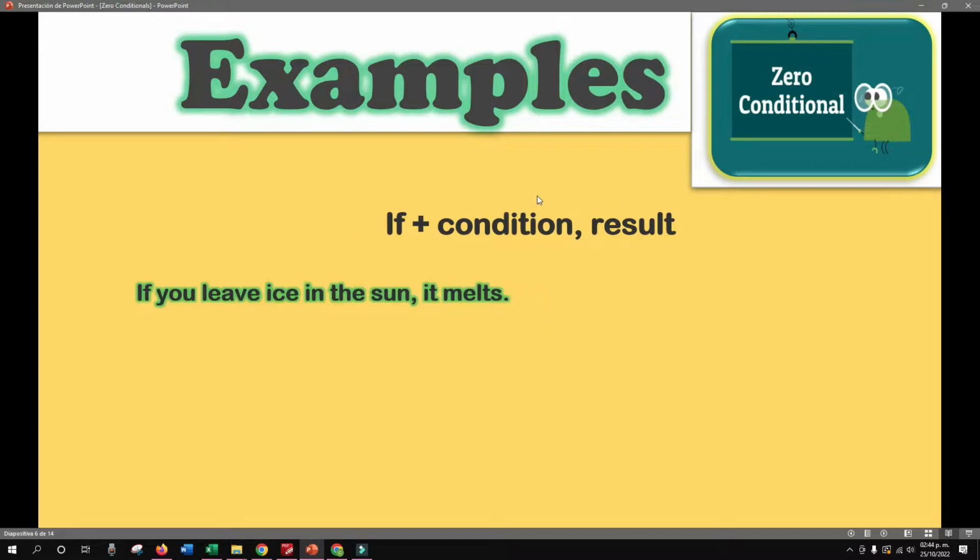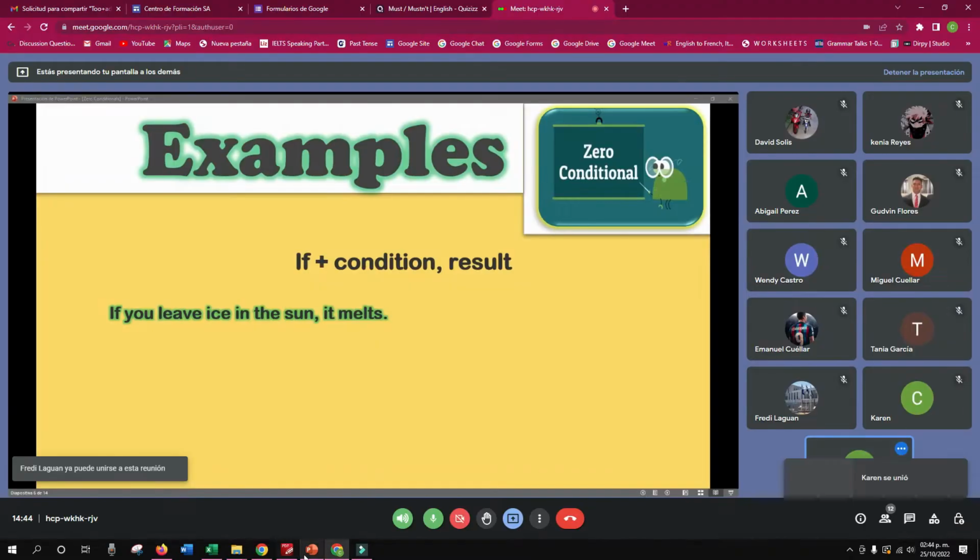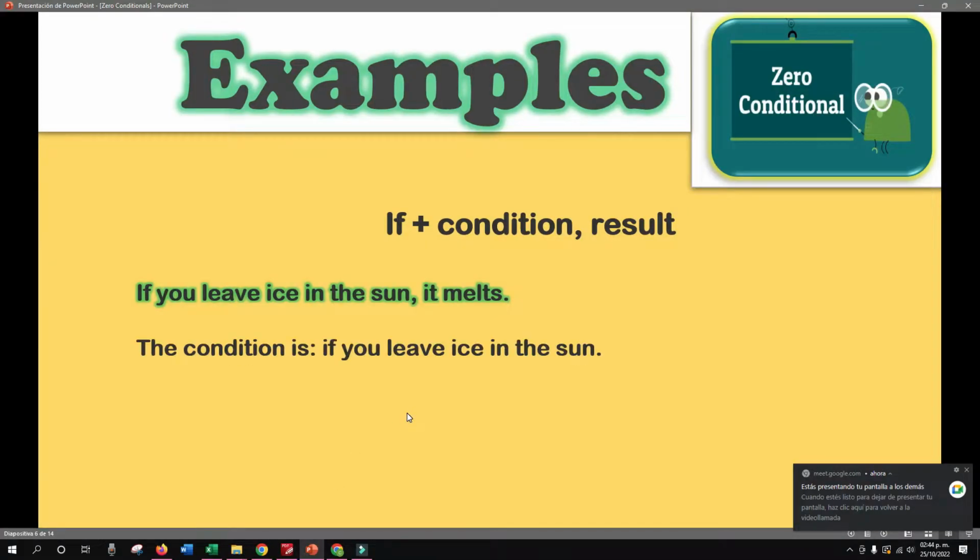Entonces, fíjense bien en la estructura. If, si comienzan la oración con if, ¿verdad? Van a utilizar coma cuando termine esta oración y luego van a empezar con la main clause. So, the condition is if you leave ice in the sun. As I told you before, right? You have this, the condition. Si tú dejas hielo en el sol, what is going to happen? We need the result here.